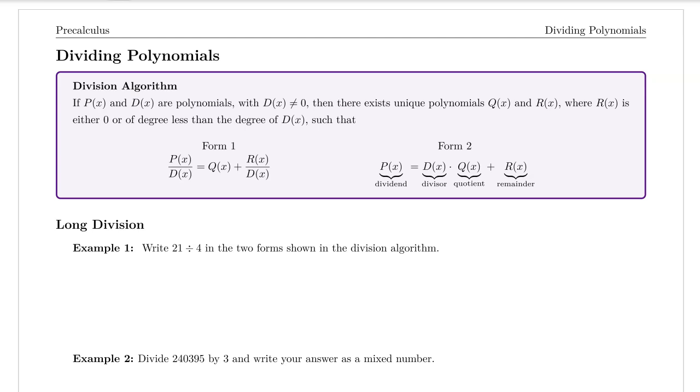we can write in form 1, p of x over d of x is equal to q of x plus r of x over d of x. And form 2 says p of x is equal to d of x times q of x plus r of x. So let's talk about long division. And you might need a refresher on how to do long division with numbers so that we can talk about long division with polynomials. So example 1 says write 21 divided by 4 in the two forms shown in the division algorithm.